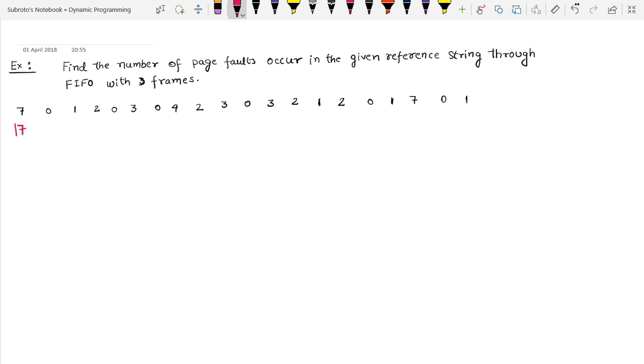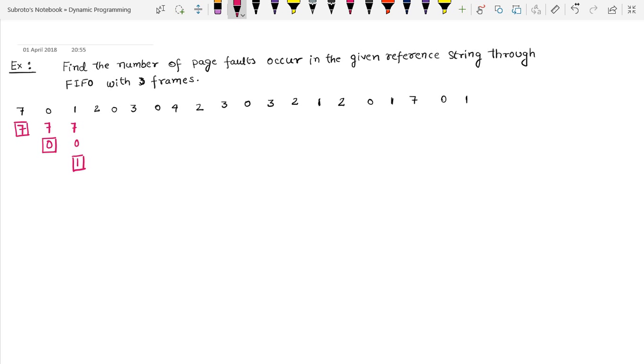we box it. Second, 0, so we copy 7, we take 0 and box it. Third is 1: 7, 0 and 1. Since the page fault occurs, we box it.